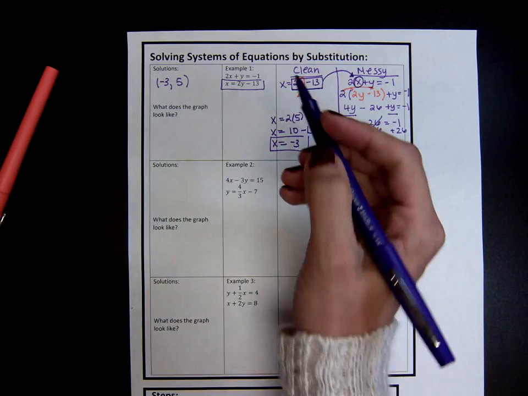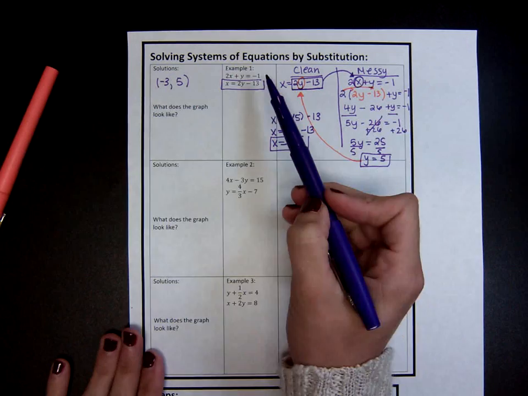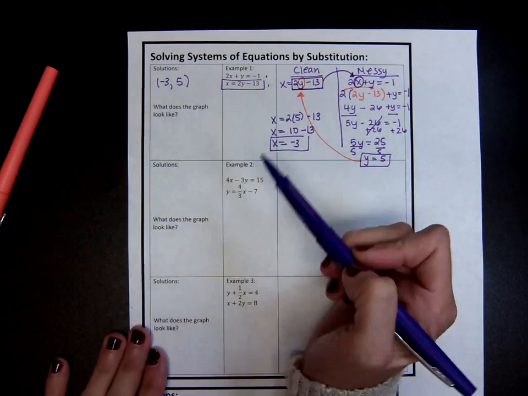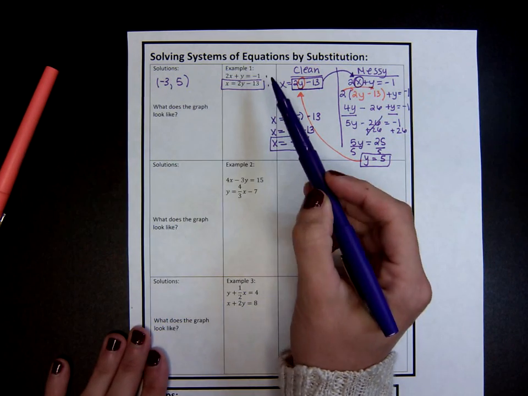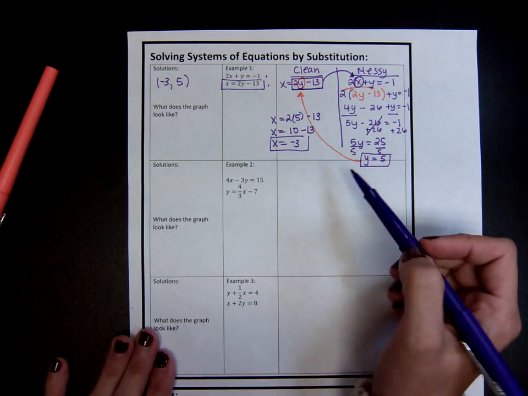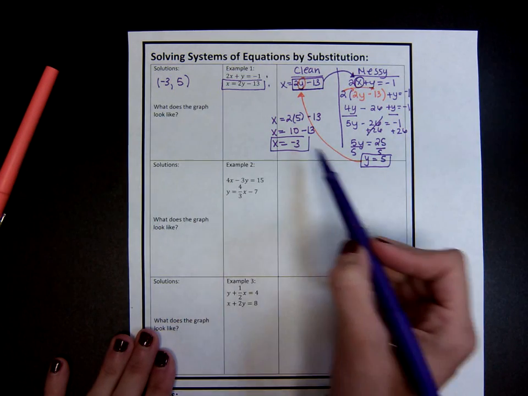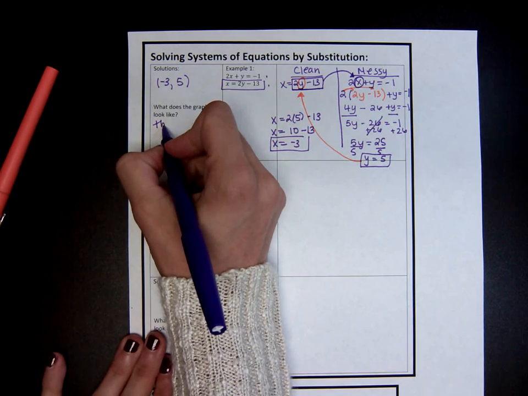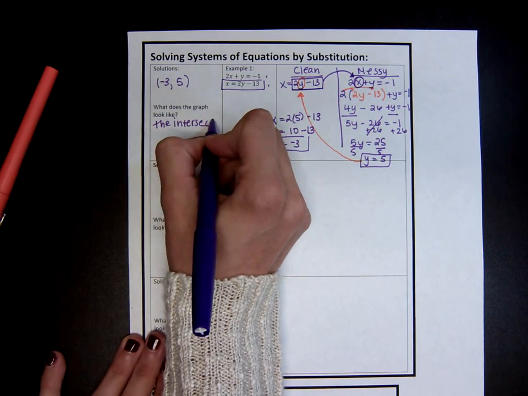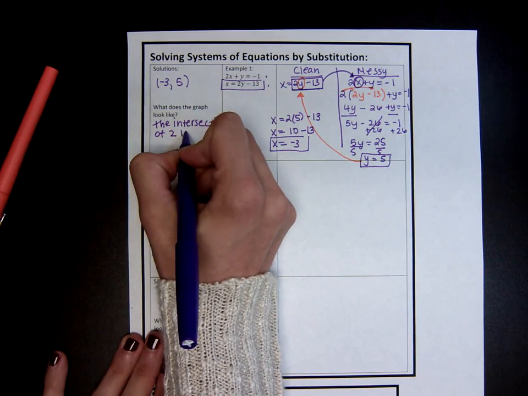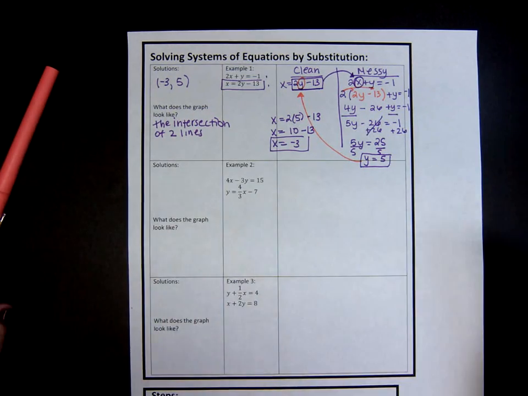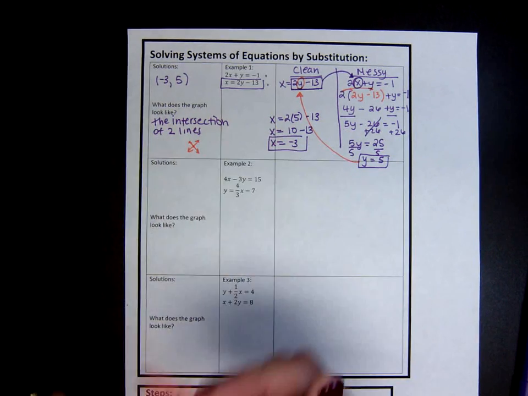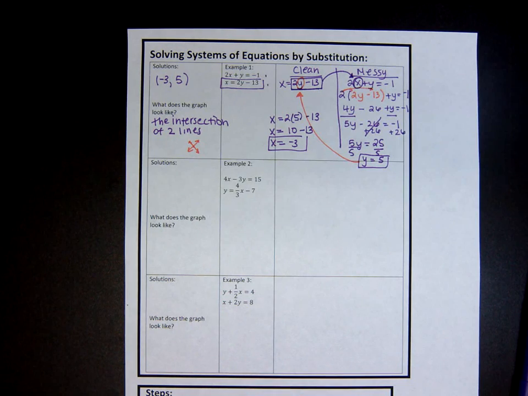That's a point. So remember, what are we doing here? Well, we're trying to find the point of intersection of these two lines. This is an equation for a line, and this is an equation for a line. So we've got two lines, and we're wondering, do they intersect? We use substitution and got this point. That is a point that will be on both of those lines. So what does the graph look like? It's the intersection of two lines, right? And we can draw a picture, and we've got a point here where those two lines intersect.